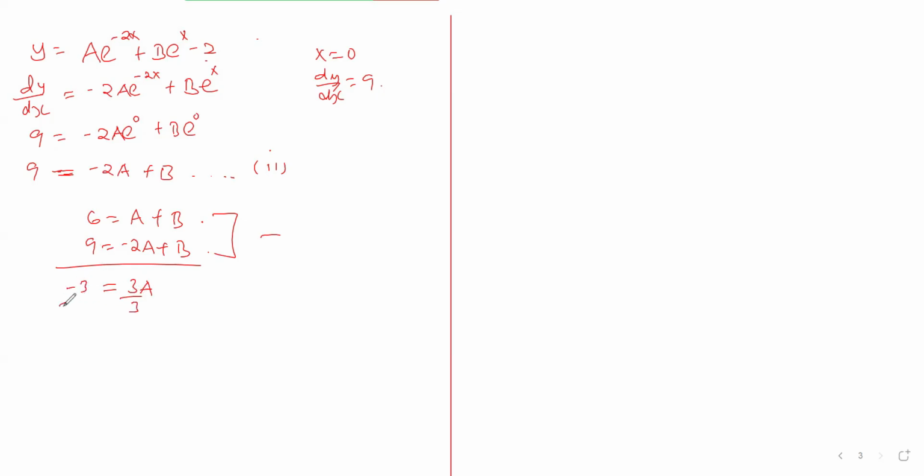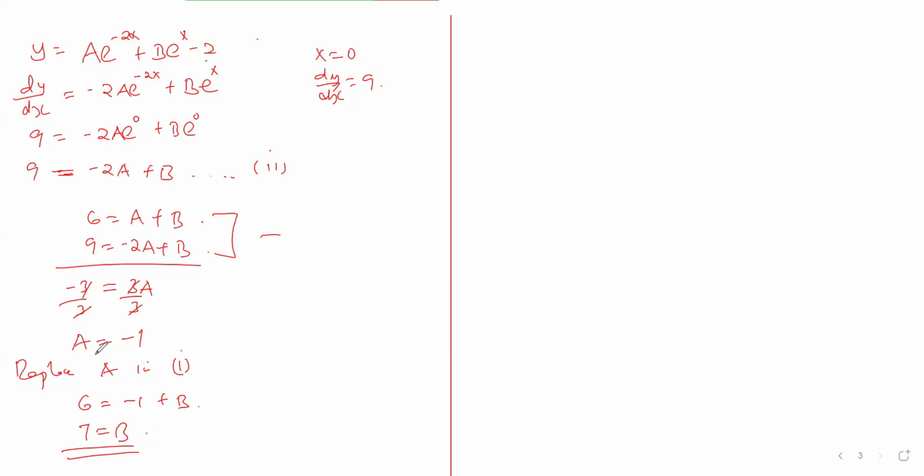So divide by 3, divide by 3, so your a gives you negative 1. Is that true? Yes, because 3 by 3 is 1, so we get -1. So if a is -1, you can just replace a in equation 1. So we have 6 equals -1 plus b. Take -1 to this side: 7 equals b. So your values of a and b are gotten.